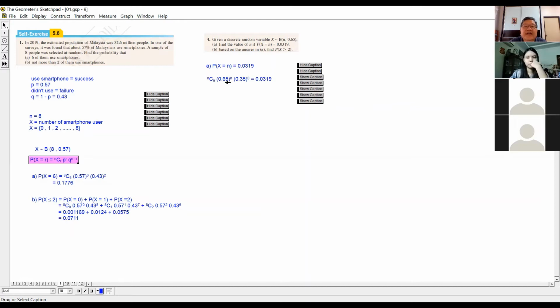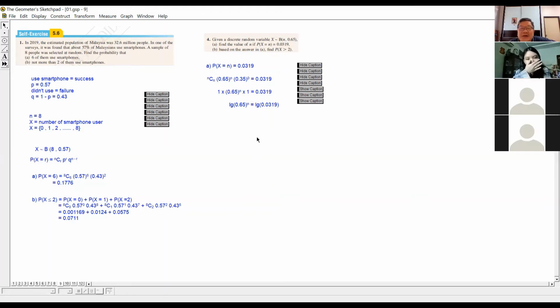Then 0.65 to the power n, don't do anything. 0.35 to the power 0, also 1. So now you are left with what? You are left with 0.65 to the power n equal to this. Now, in order to solve this equation, you have to use common log. You have to use logarithm. So I take log on both sides. Okay, take log. Log here, log there.